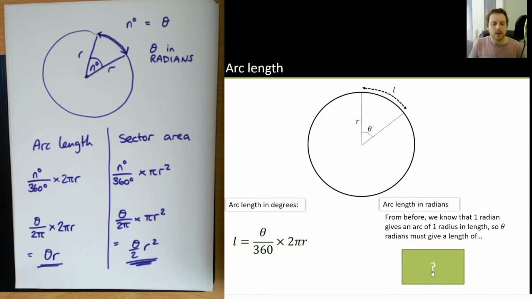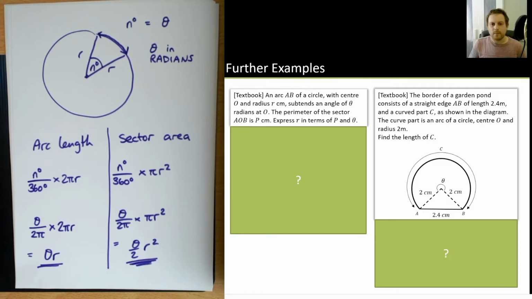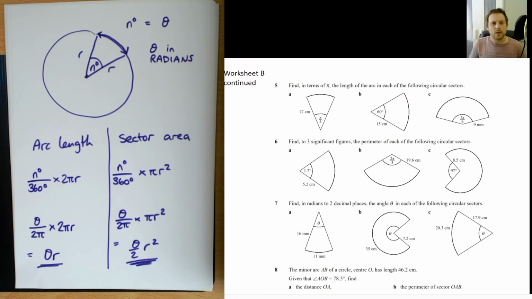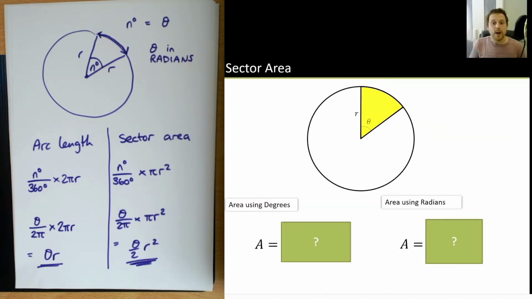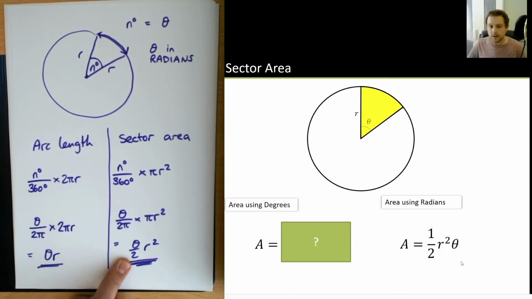So yeah, so there you go. That's that. Area. So we should have half r squared theta, or half of theta times r squared. Same thing.